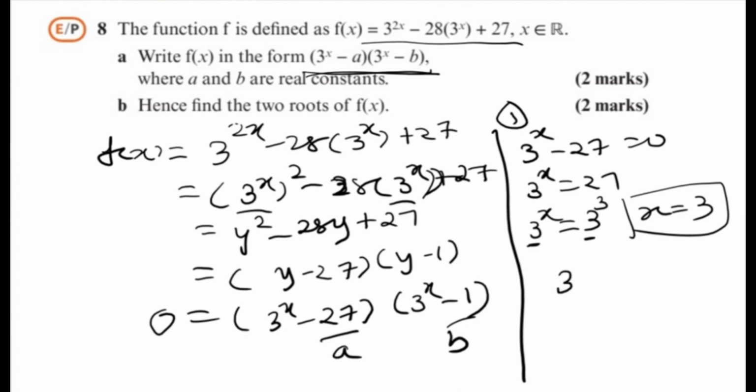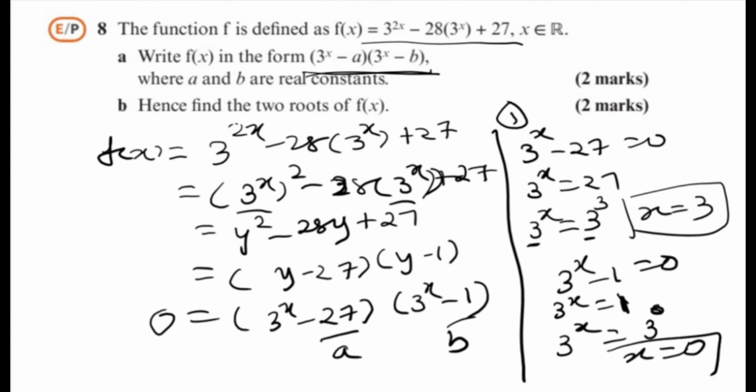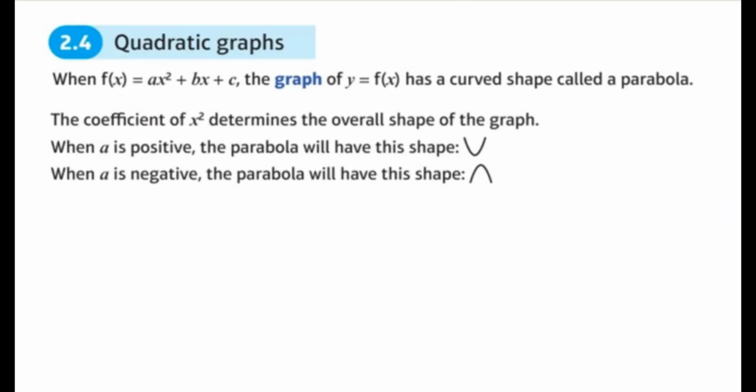Second root is 3^x minus 1 equal to 0. So 3^x equal to 1. Now how can we write 1 as a power of 3? I know anything to the power 0 is 1. So that means 3^0 is equal to 1. So x is equal to 0. Same base, we can equate the power. So we are finding two roots of f(x), which are x is equal to 3 and x is equal to 0.